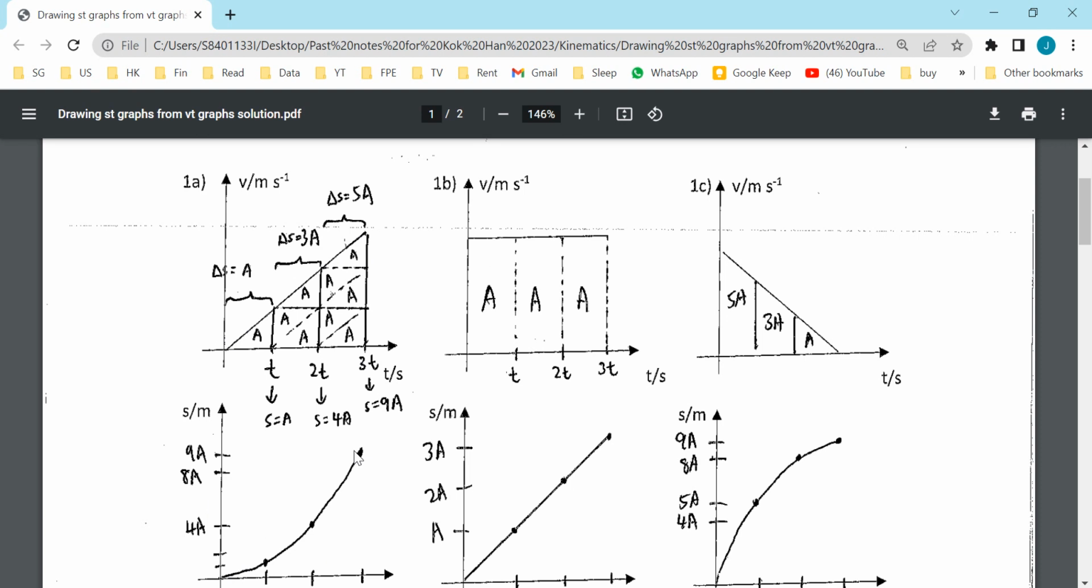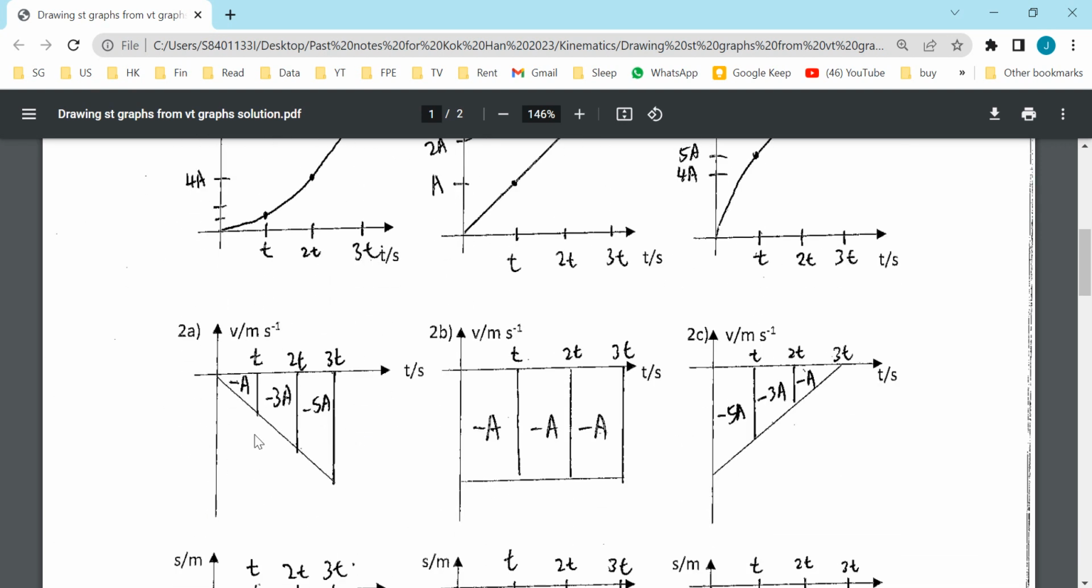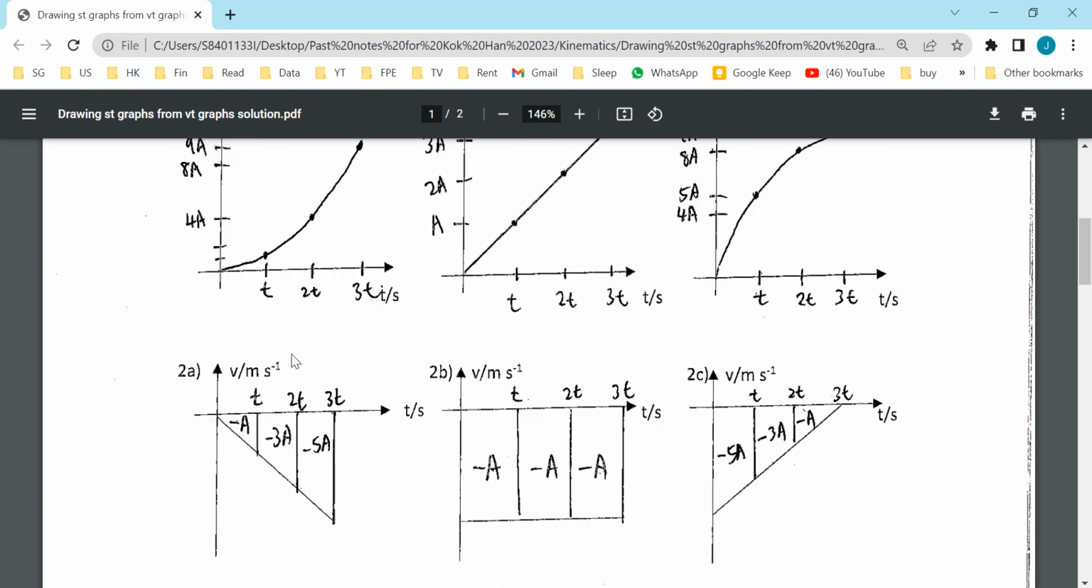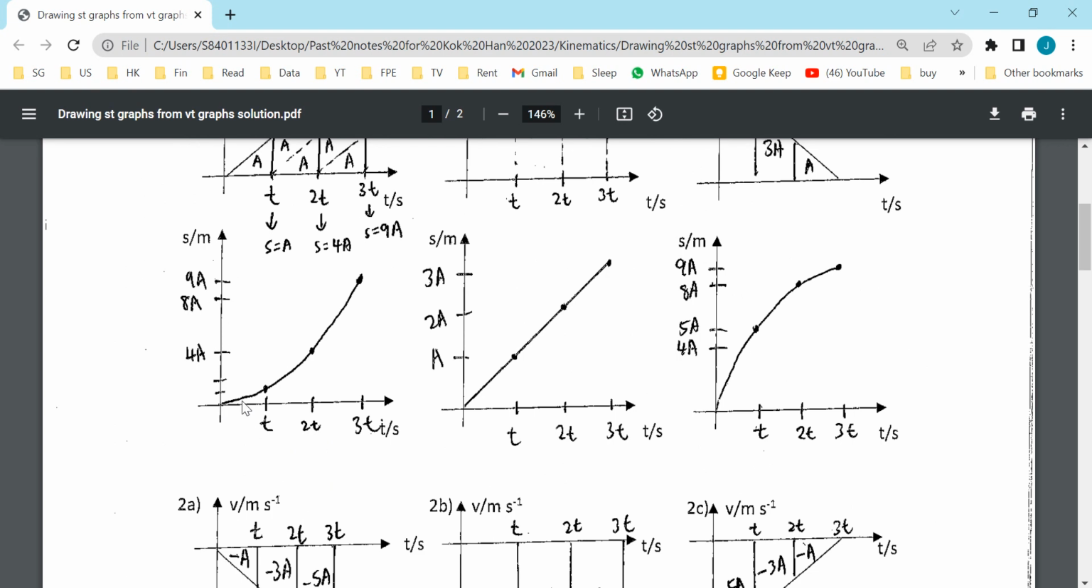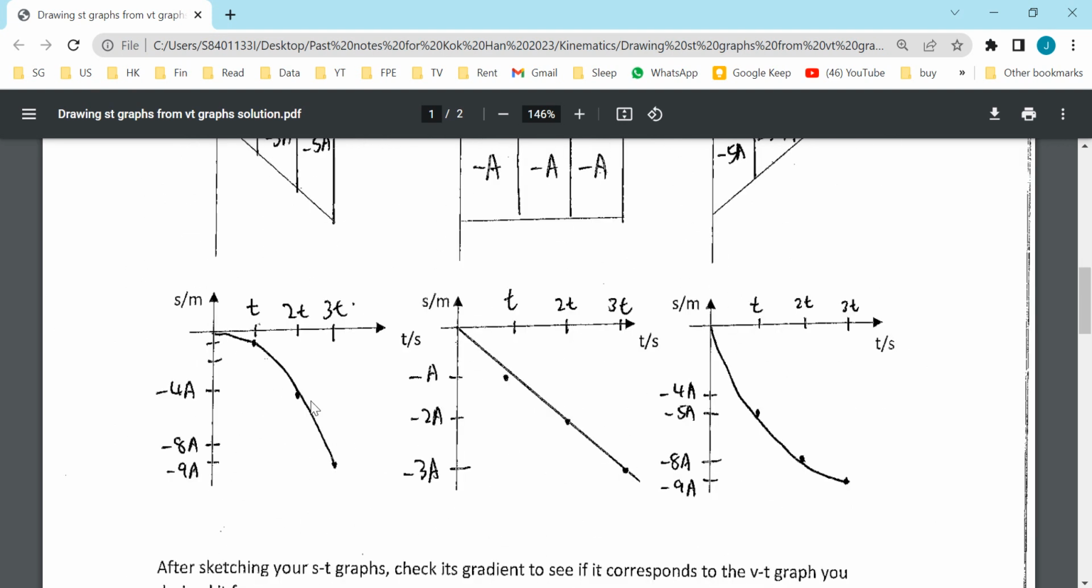Alright, this as opposed to if my area is negative. I'll show you an example. Let's say this area is negative because it's under the zero line for V. Alright, if this area is negative, then when I start here, I'll actually go to some position below. Right, so like that. Can you see this?